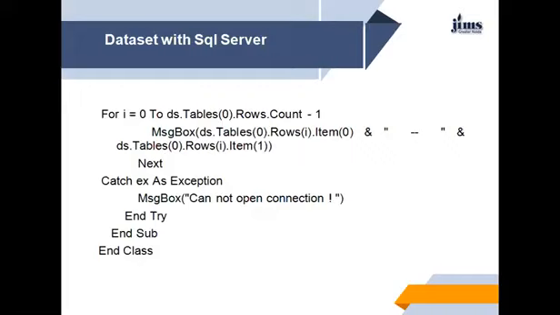Now we are opening a For Next loop: For i equals 0 to ds.Tables(0).Rows.Count minus 1. Since it starts from 0, the maximum is count minus 1, and the loop will go to that. MsgBox ds.Tables(0).Rows(i).Item(0) and ds.Tables(0).Rows(i).Item(1). In the first message box it will display the first table, first row and first item, and in the next it will display the first table, first row, and the second item.